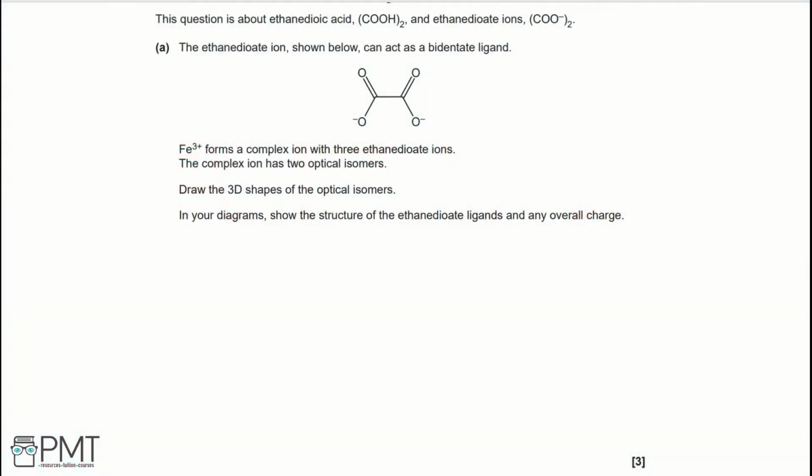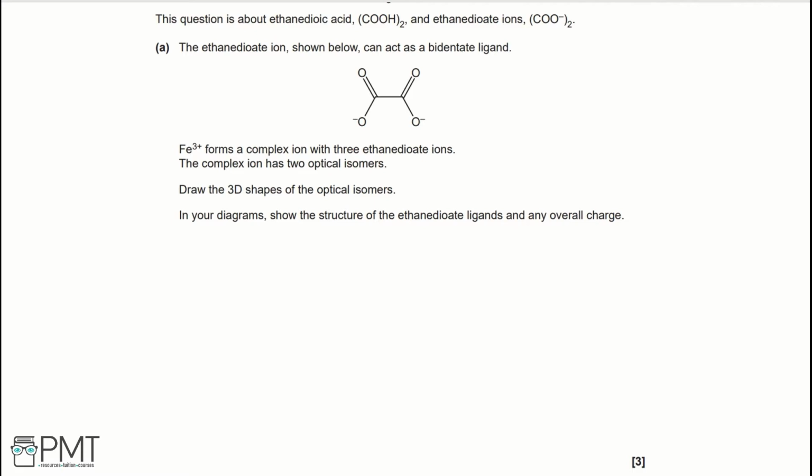This question is about ethane dioic acid, (COOH)2, and ethane dioate ions, (COO-)2. Part A. The ethane dioate ion shown below can act as a bidentate ligand. Fe3+ forms a complex ion with 3 ethane dioate ions. The complex ion has 2 optical isomers. Draw the 3D shapes of the optical isomers. In your diagrams, show the structure of the ethane dioate ligands and the overall charge.